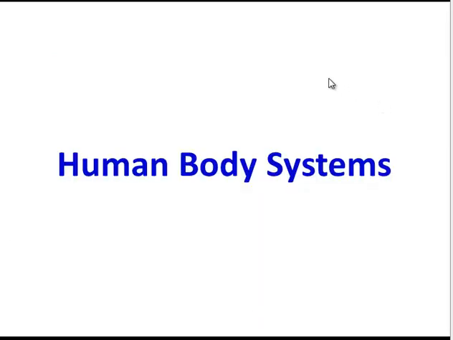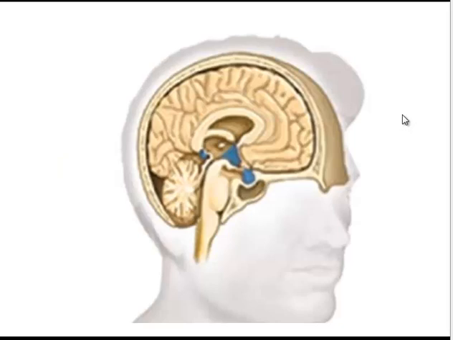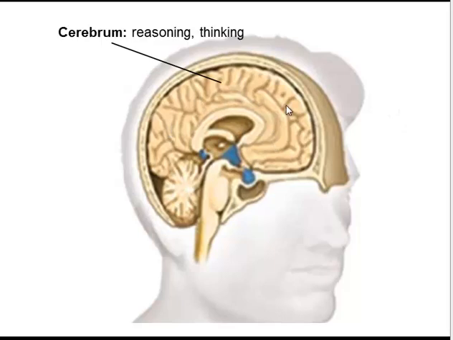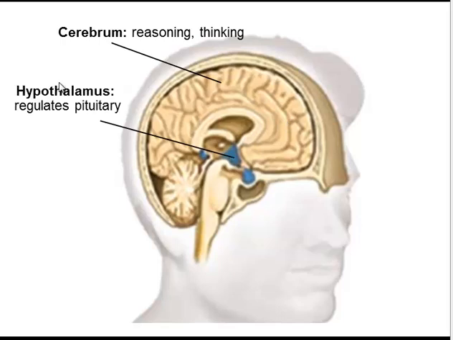Now let's review some human body systems. Let's start with the nervous system. One component of the nervous system is the brain. One part of the brain is the cerebrum. That's for reasoning and thinking. Another part of the brain is the hypothalamus. The hypothalamus does a variety of things, one of which is regulate the pituitary gland. Here's the pituitary gland.